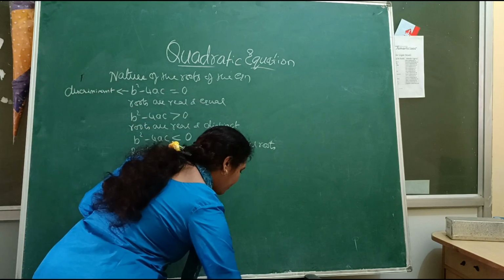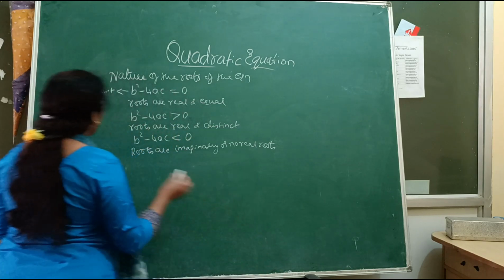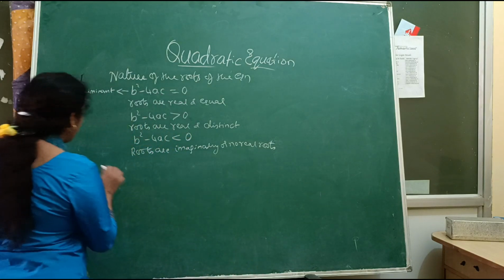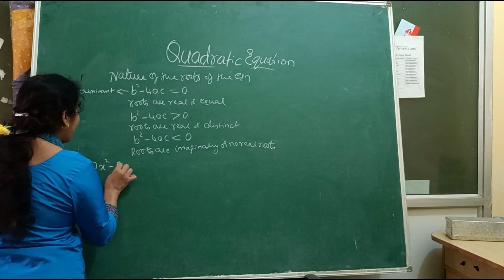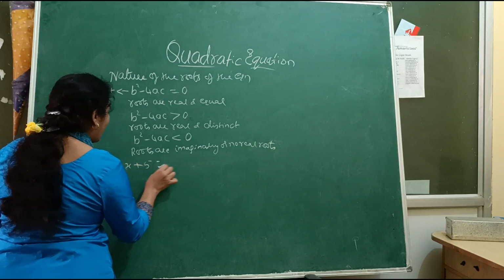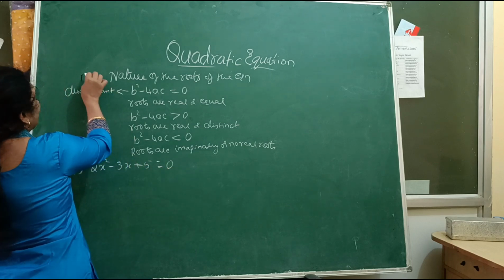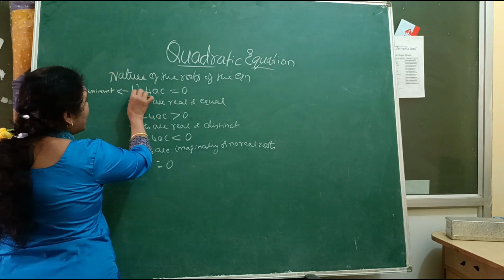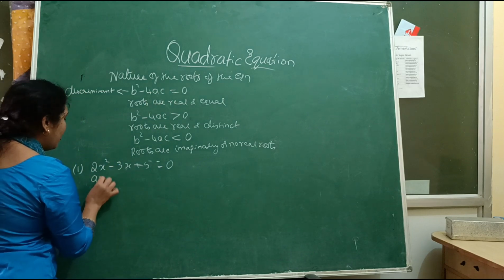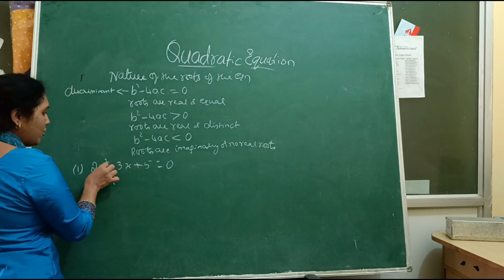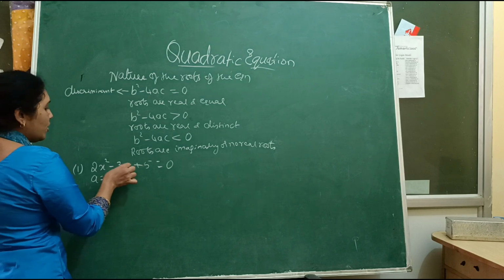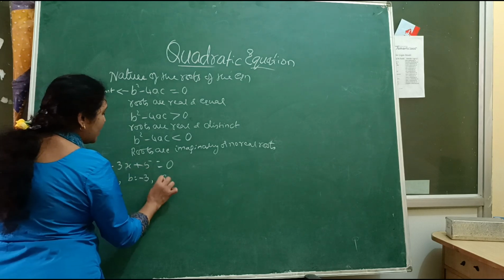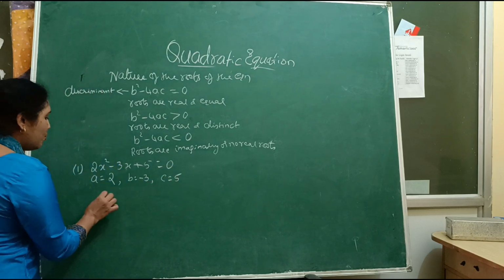Now the first one, find the nature of the roots of the following. The first sum is 2x square minus 3x plus 5 equal to 0. You have to find the nature of the roots of the equation. So, I require A, B and C. Let me write it down. What is A? A is 2. The coefficient of x square is your A. Coefficient of x is your B, that is minus 3. And the independent term is your C.